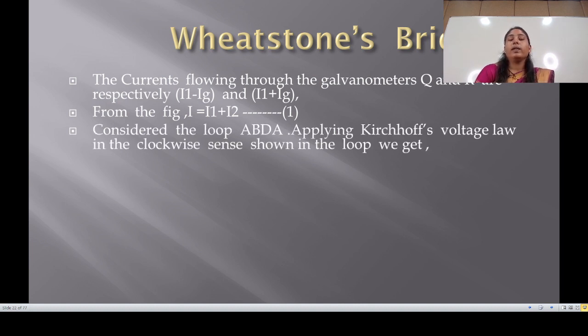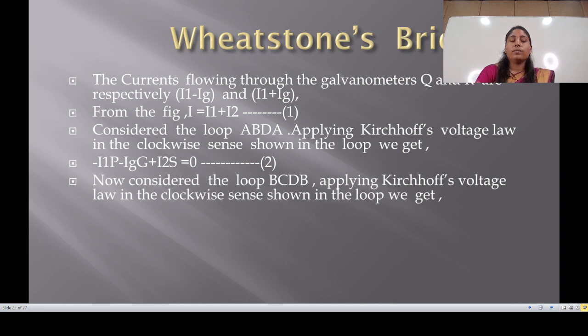Consider the loop ABDA. Applying Kirchhoff's voltage law in the clockwise sense shown in the loop, we get minus I1P minus Ig into capital G plus I2S is equal to 0. This is the equation for the loop ABDA, equation number 2.